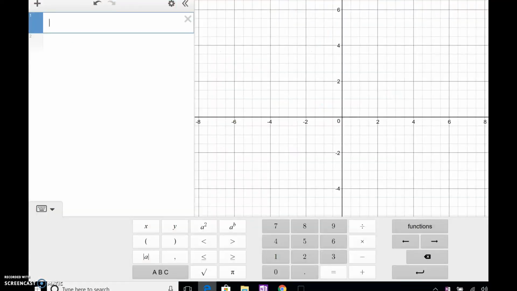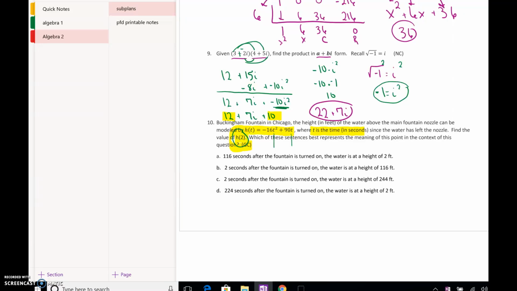So going back to that other screen, I'm going to start with the -16, and then in parentheses, I'm just going to put 2, and then it was squared, so I'm going to square it. And then I'm going to add to that, hold on, I've got to look back at the equation I have on paper, plus 90, and then back in parentheses, I'm just going to put the 2. And if you guys notice, in that box, it will say equals 116, okay? Going back to the question, if t is 2, after 2 seconds, the height of the water is 116. So which of these 4 options says that?